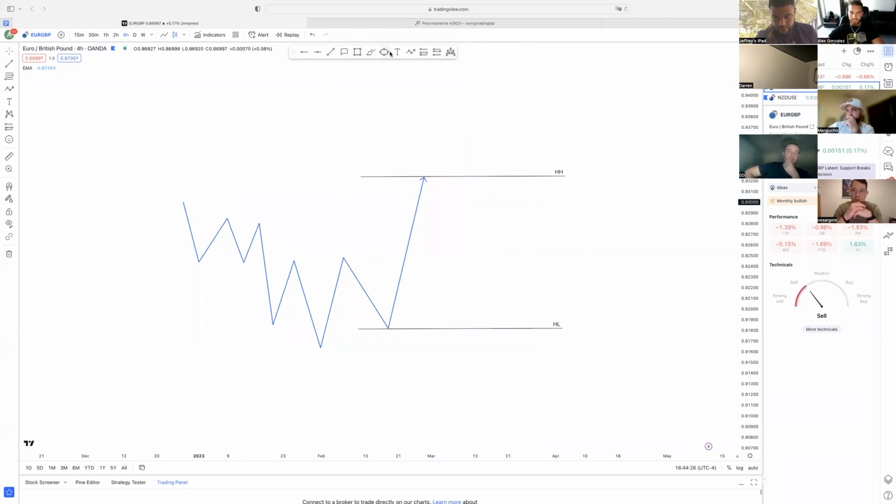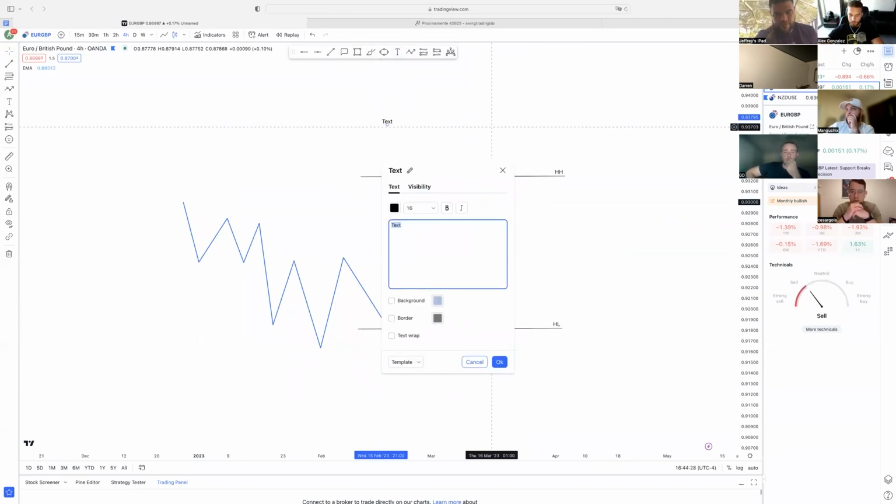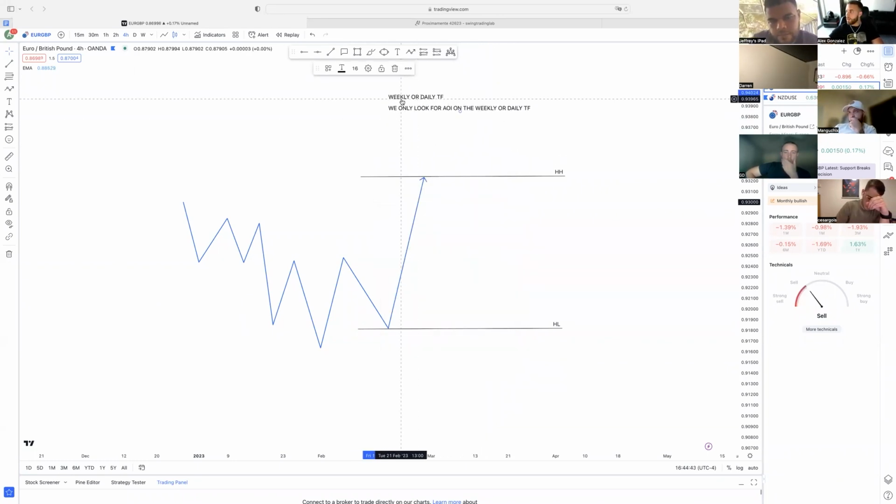Okay, so let's suppose this is the weekly or daily time frame, because we only look for area of interest on the weekly or daily time frames, correct? So we could only look for an area of interest on the weekly or daily time frame. If that makes sense, type 1. If it doesn't, type 2.